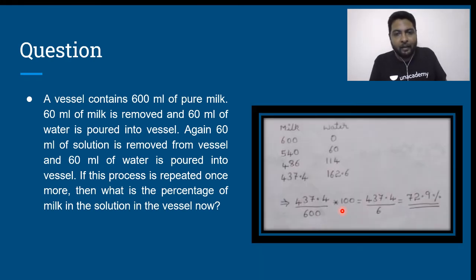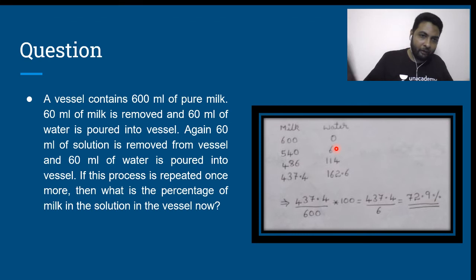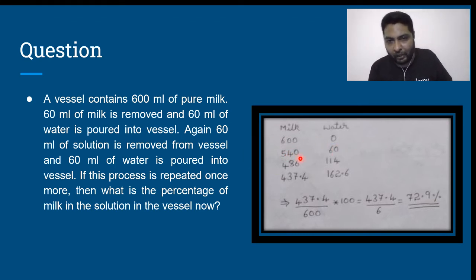Okay, let us look at the solution. See, initially there was 600 ml milk and 0 ml water. What happened? 60 ml of milk is removed. So how much milk is there in the vessel now? 540 ml. And then 60 ml water is added. So how much water is there in the vessel now? 60 ml water. That means I have just removed 60 ml milk and poured 60 ml water, and in the vessel now I have 540 ml milk and 60 ml water.